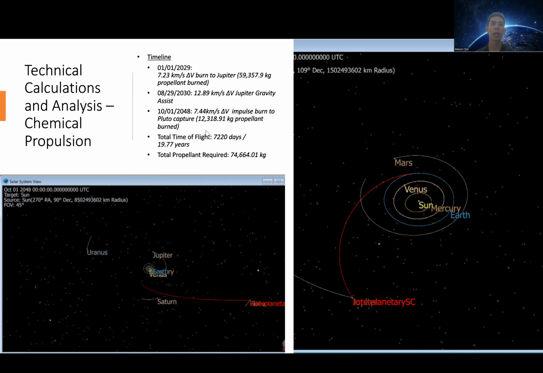All right. For a mission that utilizes a chemical propulsion system, we found the following trajectories. So the mission would leave Earth on January 1st, 2029, and arrive at Jupiter on August 29th, 2030, for a total of 606 days spent in flight. The spacecraft would then spend the next 6,614 days in flight and arrive at Pluto on October 1st, 2048. The delta V's applied at each major orbital event are listed on the screen and were calculated in previous slides. The mission would require a total of 74,664 kilograms of propellant, and it would spend a total of 7,220 days in orbit or in flight for 19.77 years.